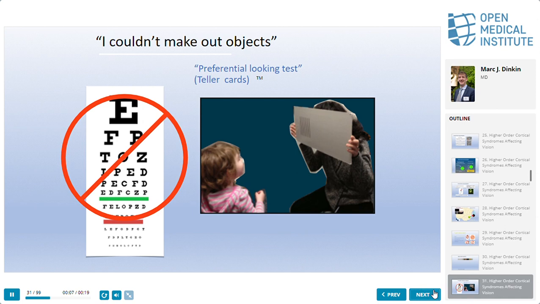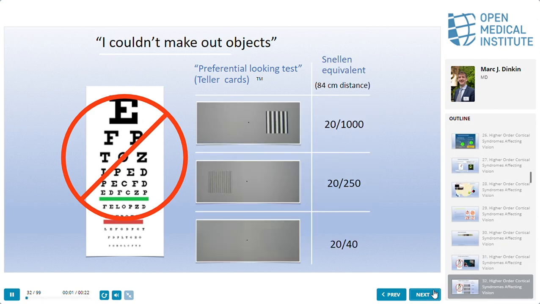The Teller cards. Anyone ever use a Teller card? It's for kids, right? It's got a little hole, and you're looking at the baby or the little child. On one side of the Teller card are stripes, black and white. On the other side is gray. If the kid looks at the stripes more than the gray, they can see the stripes. Then you pull another card, and you get thinner stripes and thinner stripes. Each is a finer set of stripes matching a certain visual acuity.